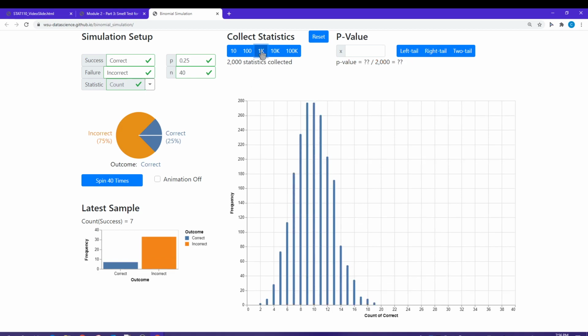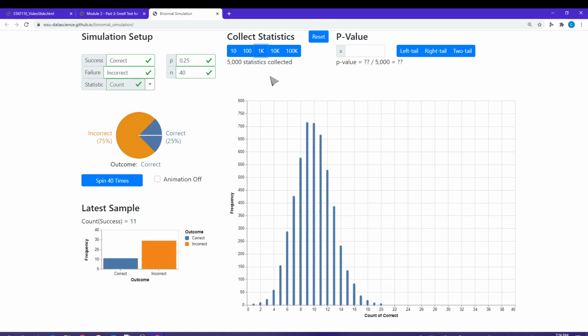Obtain several thousand. It doesn't matter really how many you obtain. Just get a lot of outcomes. The study outcome here was 19, so we want to put 19 in that p-value box. And this is going to be a right-tailed analysis.